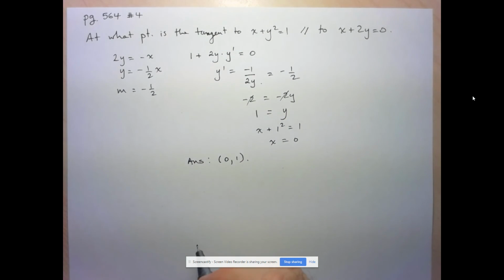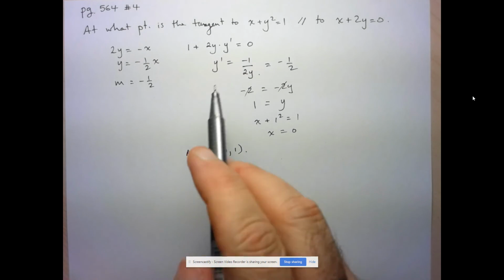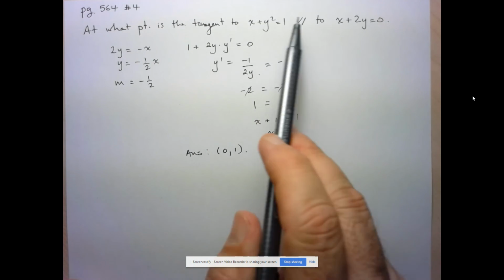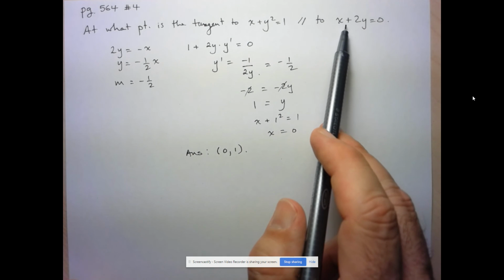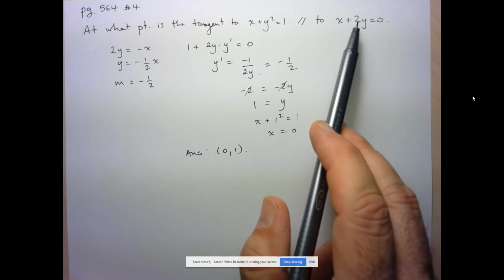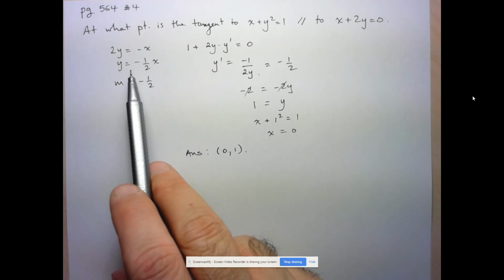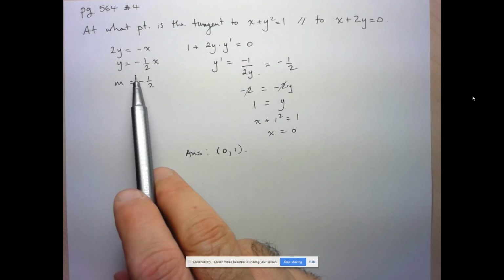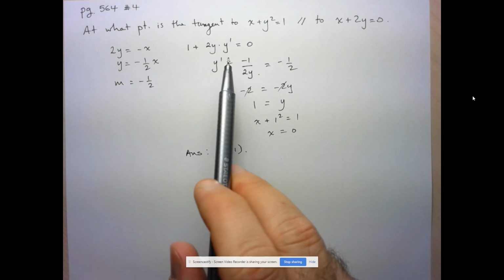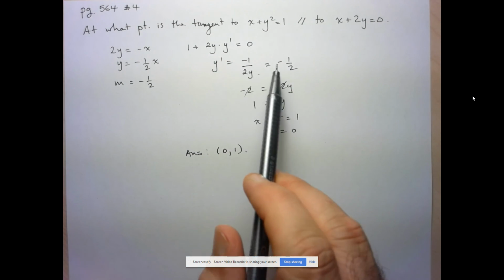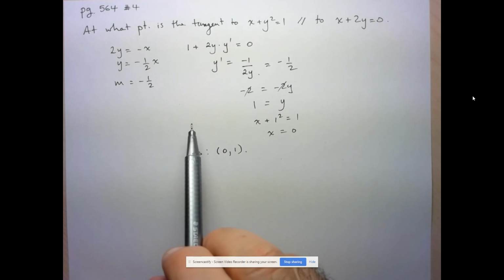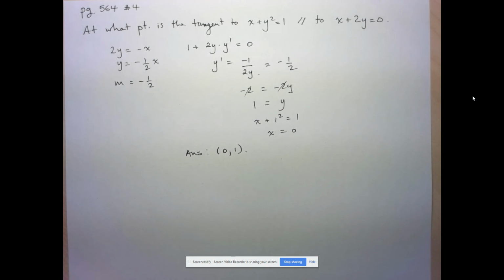All right, so just to recap, here two objects need to be parallel. These two objects are lines, hence their slopes have to be the same. The slope of the line is easy to find: put it in slope-intercept form. And of course, the slope of the tangent to a curve is given by the derivative. So it was just a matter of equating those two and then solving for the particular point. All right, that's it for this one.